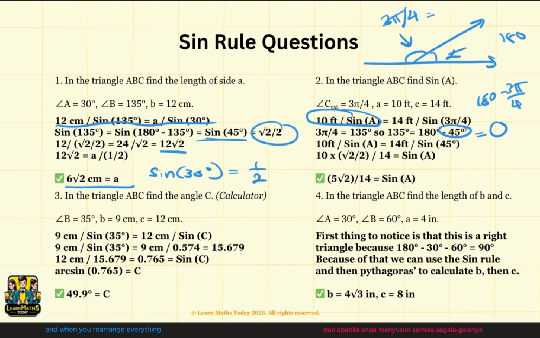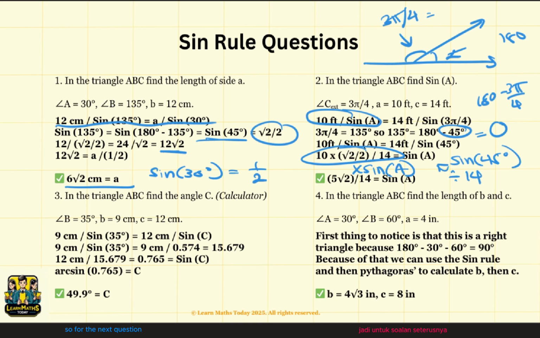And when you rearrange everything, you would multiply by sine of A. You want to get it isolated on the other side. And then you would multiply sine of 45 back over to the other side, not where sine A is, and then divide by 14, as you can see here. And then that's going to give you 10 times root 2 over 2 divided by 14 equals sine A, which is also 5 root 2 divided by 14. As you can see with each question, it's getting a little bit harder and a little bit more complicated.